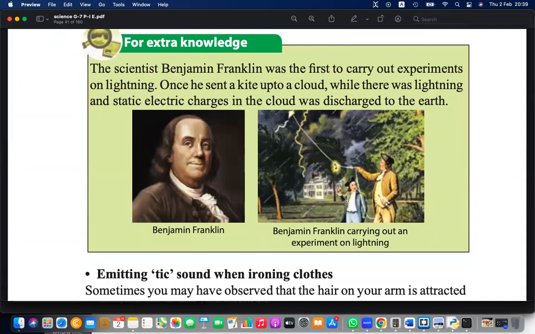Okay. So scientifically, Benjamin Franklin was the first to carry out an experiment on lightning. Once he sent a kite up to a cloud while there was lightning, the static electric charge in the cloud was discharged to the earth. Benjamin Franklin wanted to experiment with lightning, and what he did was send a kite to a cloud.